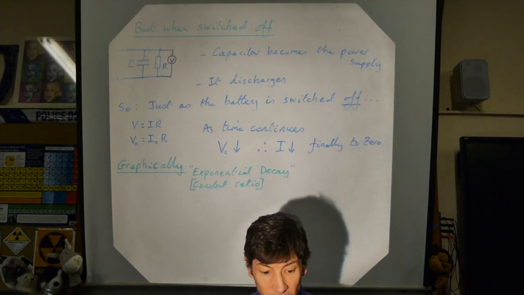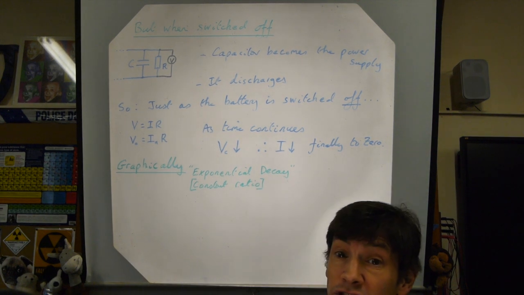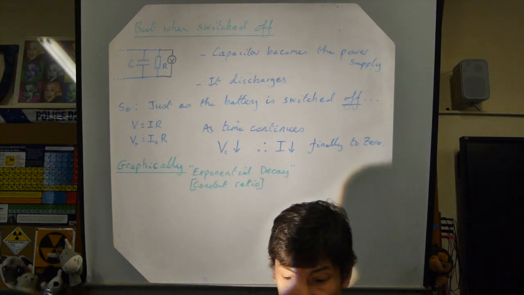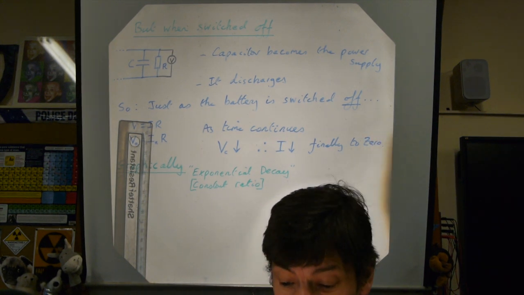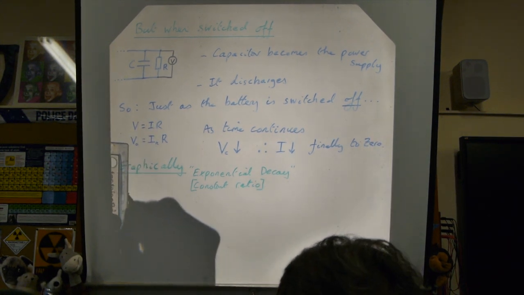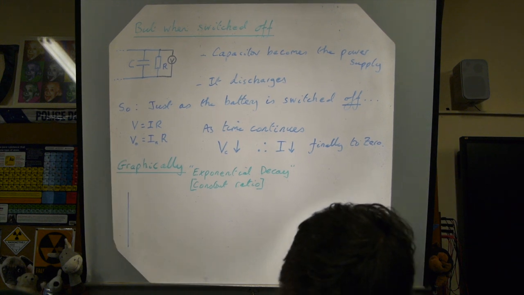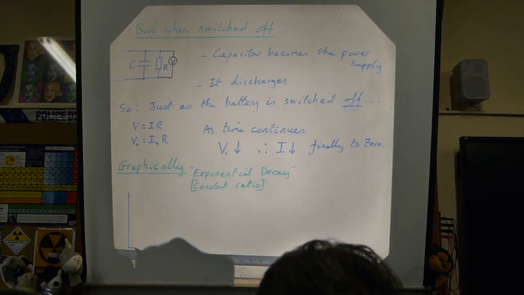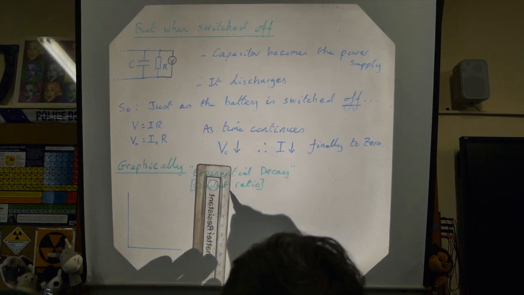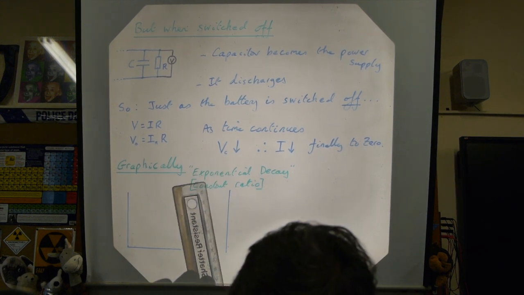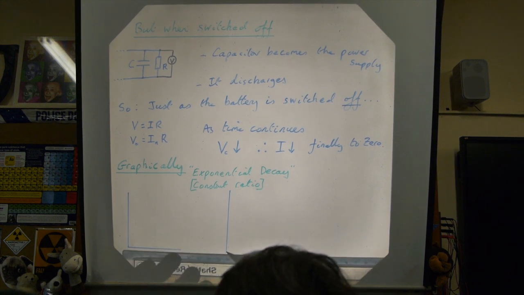So I'm going to draw 3 graphs to explain how does the current change with time, how does the voltage change with time, and how does the charge on a capacitor change with time. So remember, this is what happens when capacitors are discharging, disconnected from the power supply. So I think I'll draw my axes first, and then I'll start to label them.